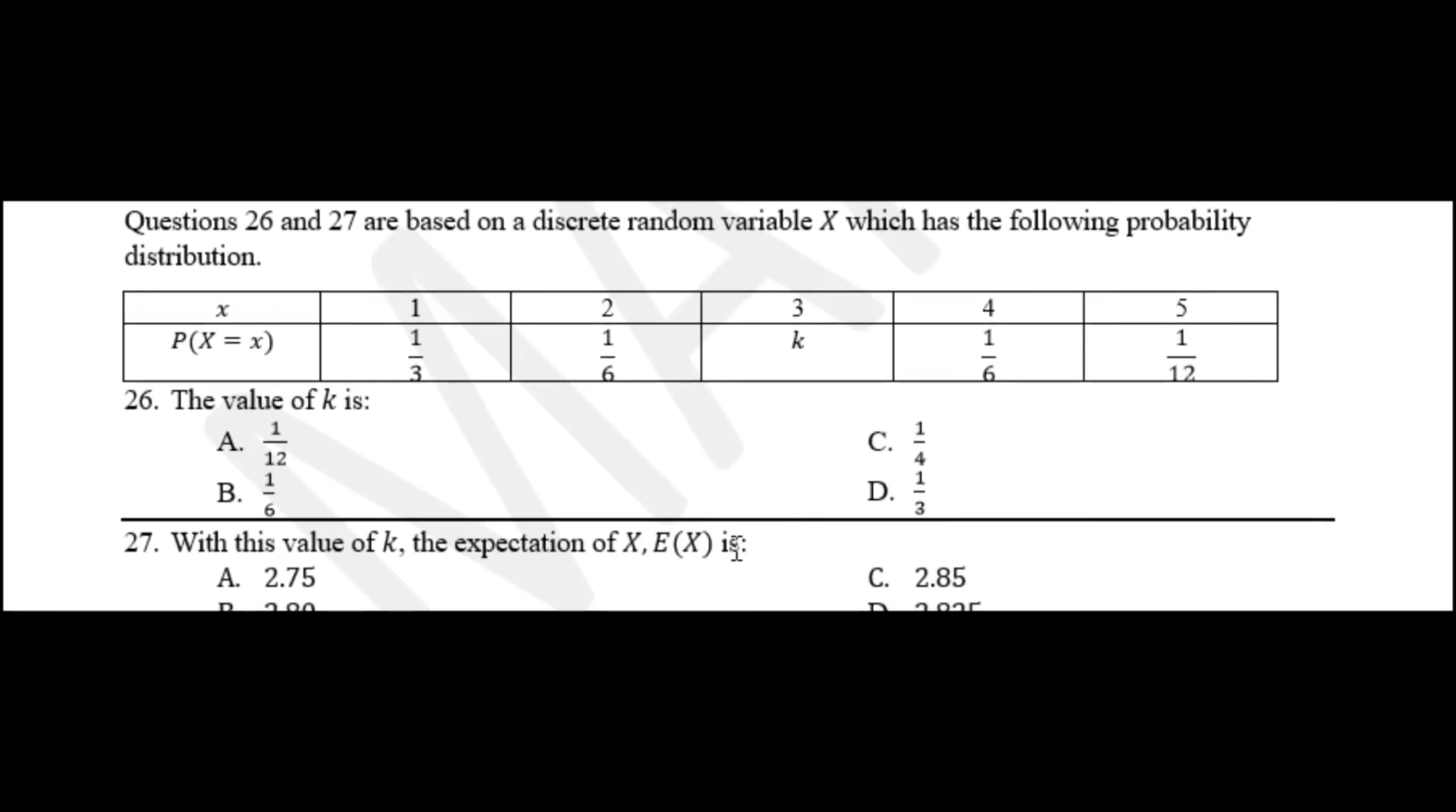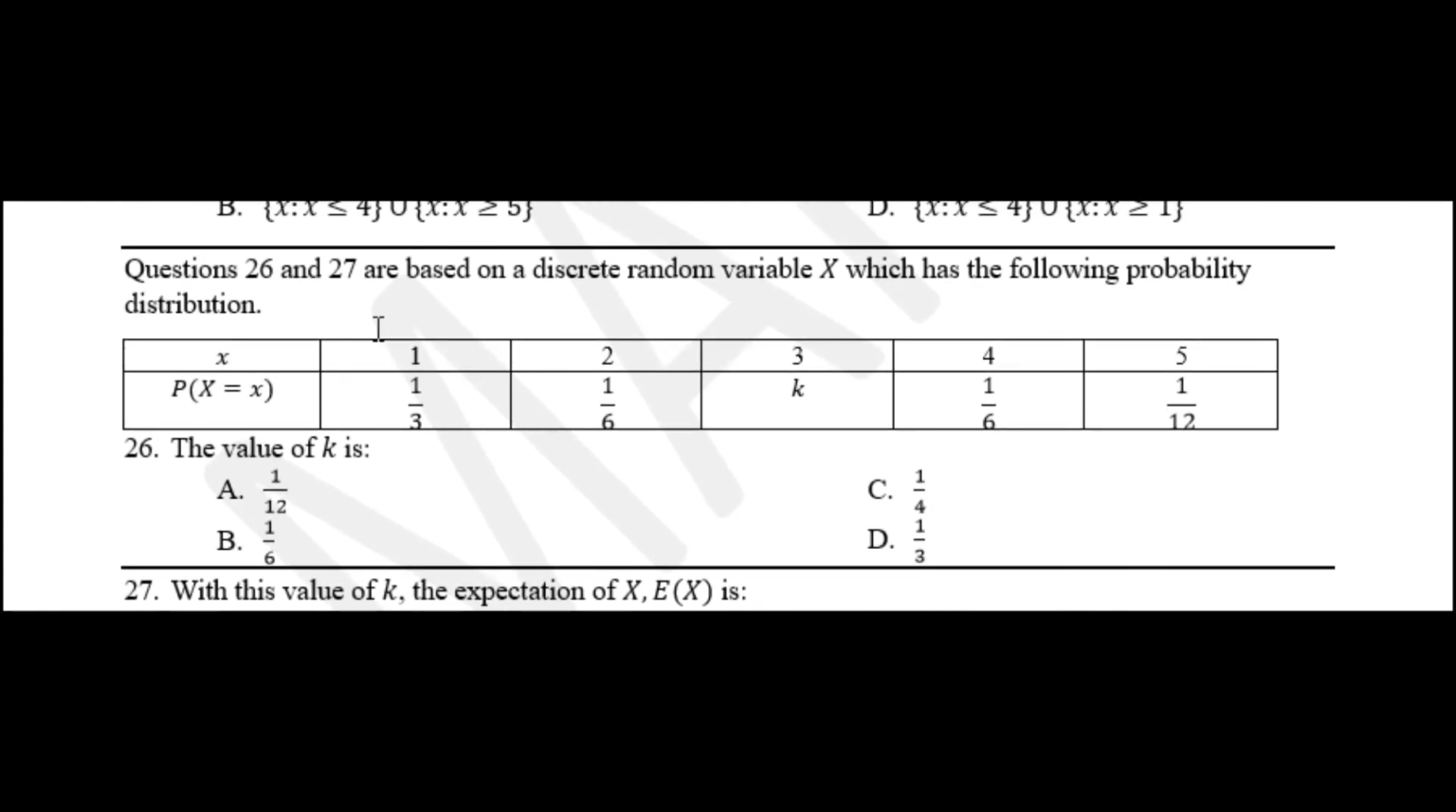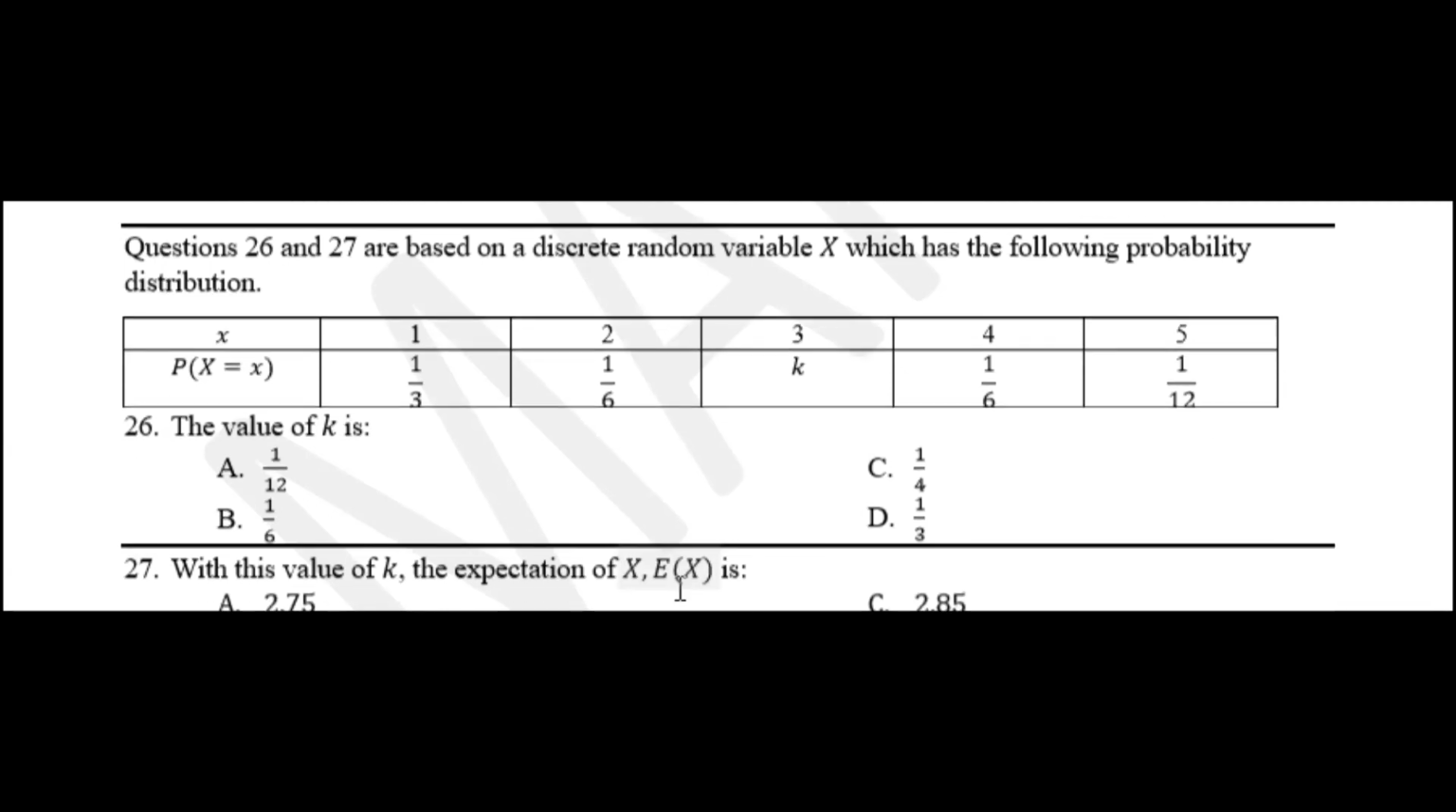26 and 27 are based on the table that you can see on your screen. 26, the value of k. Now, since the random variable capital X is a discrete random variable, it means that the sum of all the probabilities is equal to 1. So 1/3 plus 1/6 plus k plus 1/6 plus 1/12 is equal to 1. You get the value of k.